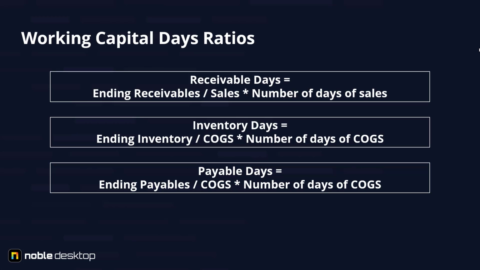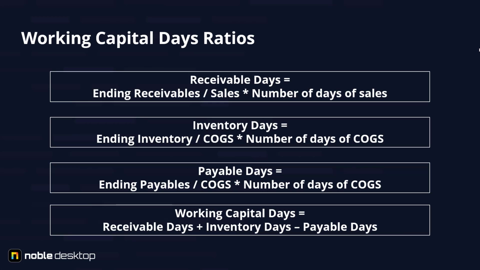Working capital days ratio measures how efficiently a company is able to convert its working capital into revenue. The higher the number of days, the longer it takes for that company to convert to revenue. It shows how long cash is tied up in the company's working capital. Working capital days ratio is receivable days plus inventory days minus payable days.